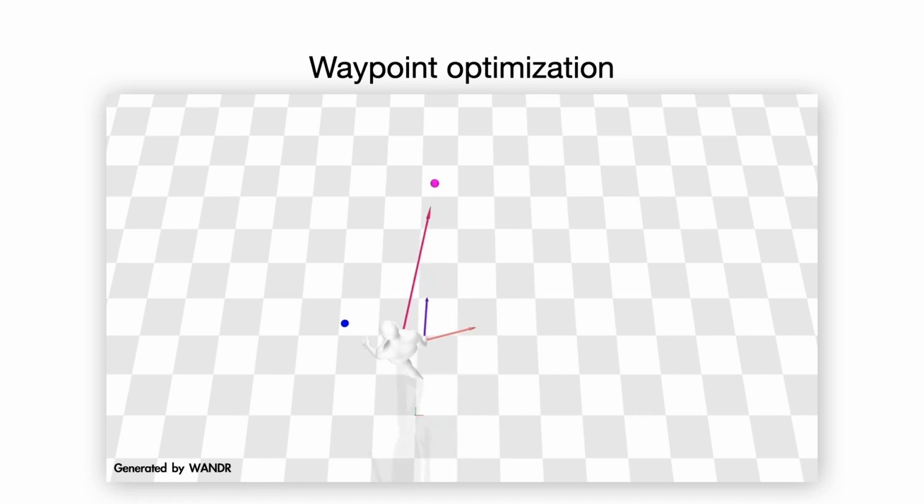In addition, the smooth latent space provided by the VAE allows us to perform post hoc optimization and morph a motion to pass through designated waypoints in space.